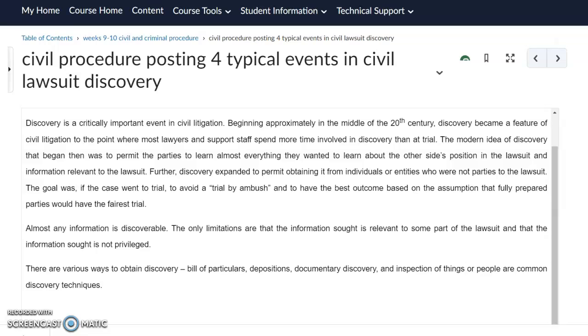So discovery sometimes, I think, helps not only the parties at trial, but it helps the parties to assess where they stand in the case, and thus can be very useful in terms of arriving at a settlement.